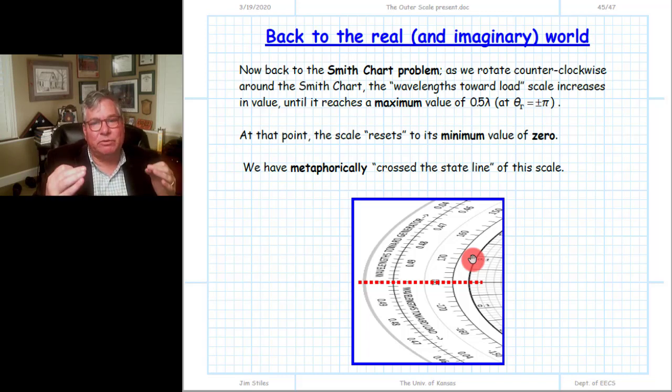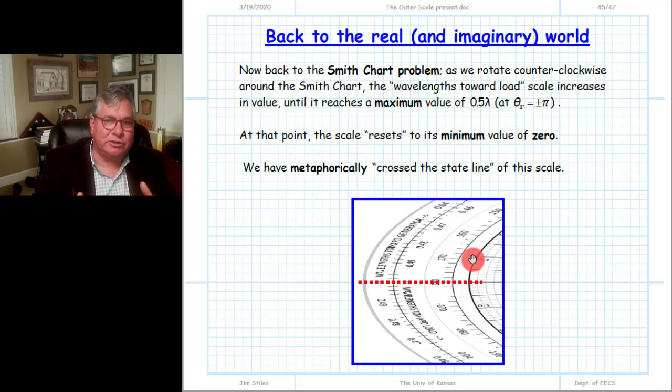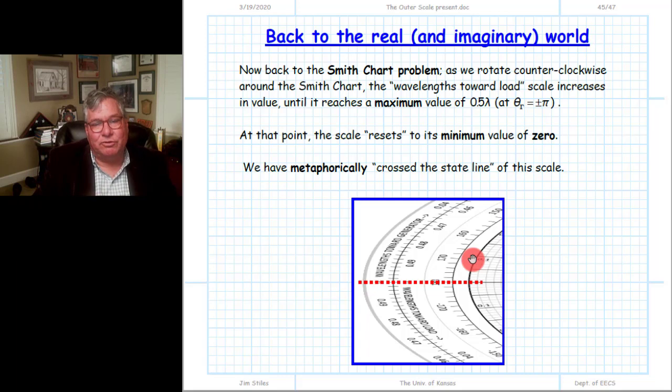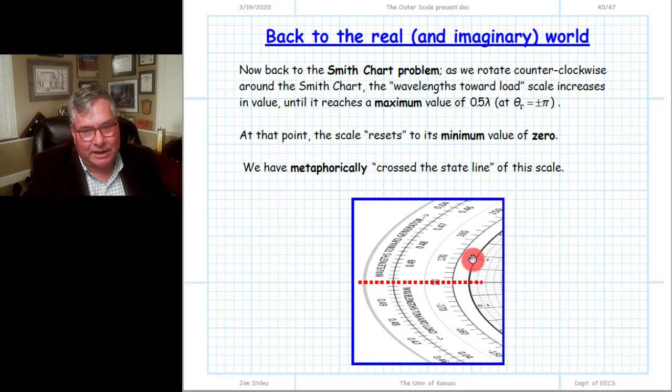If you cross that point, you have to stop and break your problem into two pieces. You want to travel to that boundary, to that state line, and determine your answer, and then likewise determine the second part from that boundary to where you're ending up as you move up and down the transmission line.